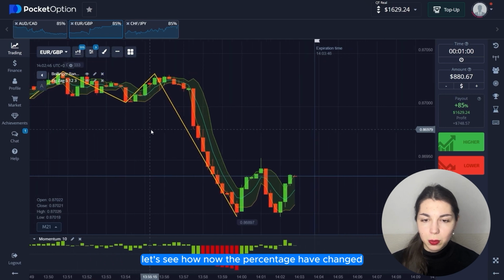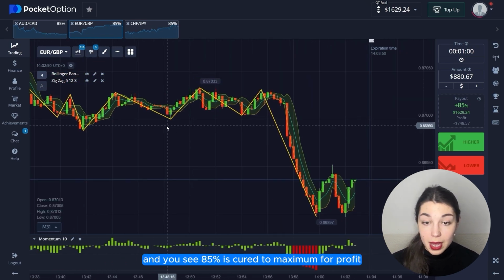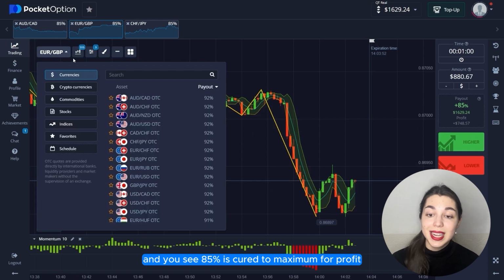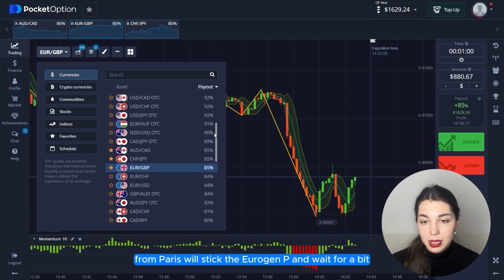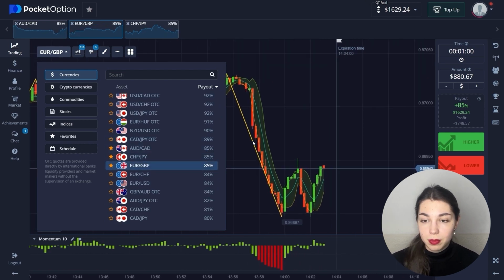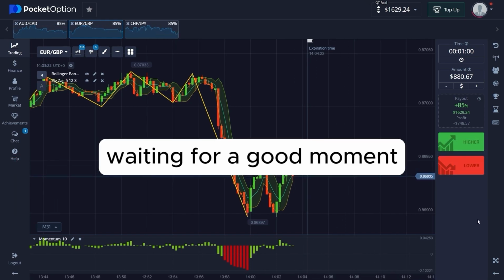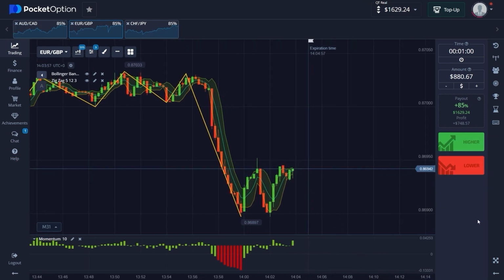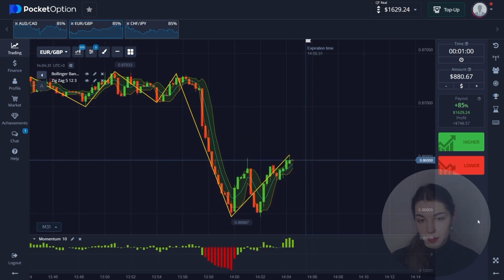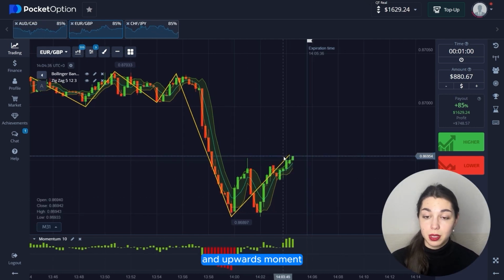Let's see how the percentages have changed on other pairs for now. As we see, 85% is the maximum profit from pairs. We'll stick with the Euro GBP and wait for a bit. After 2 minutes, we see a breakthrough of the inner channel, an upward movement.